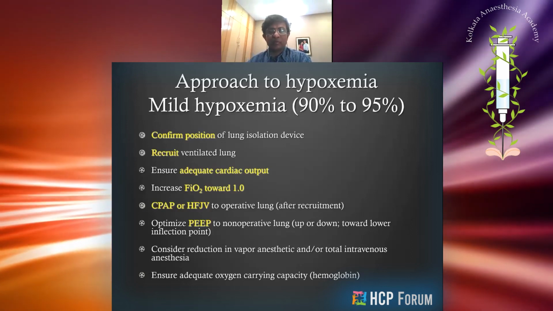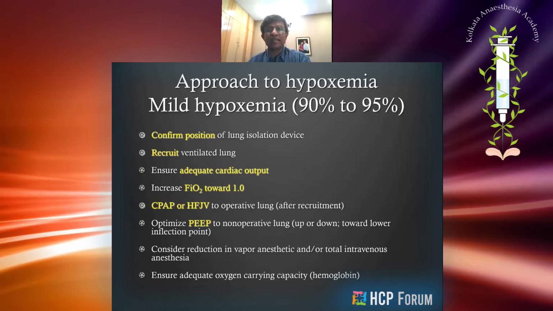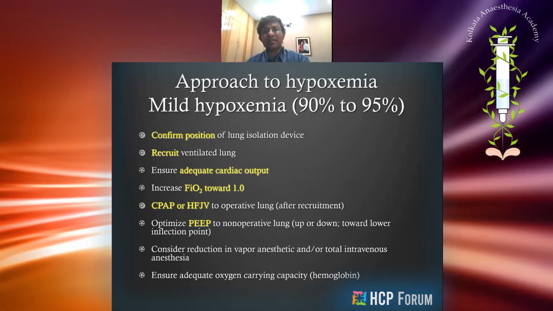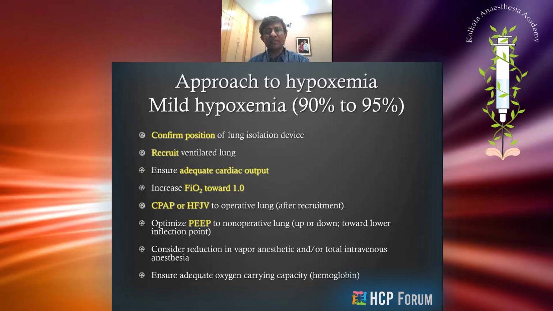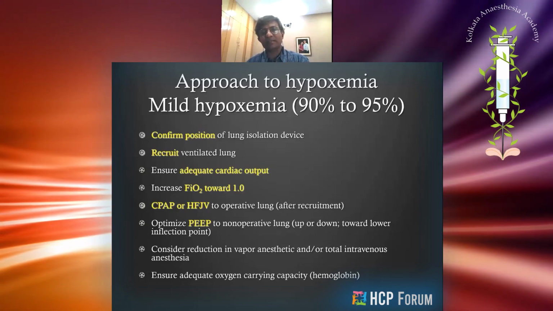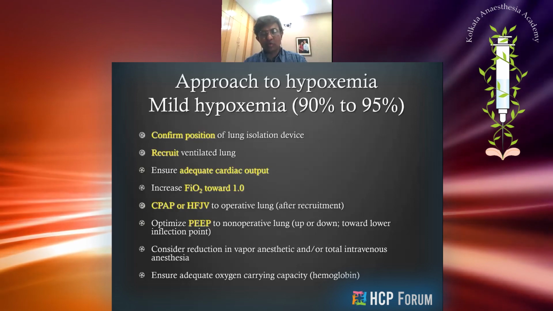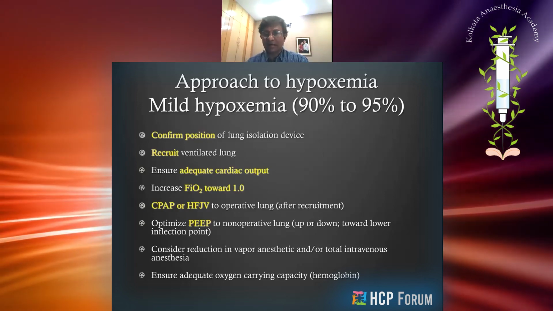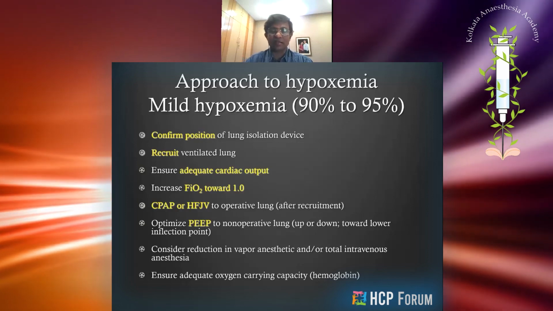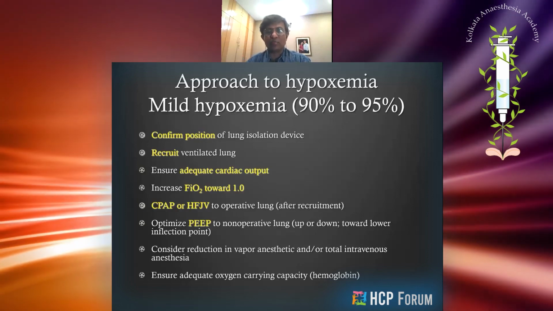So if needed, fluids, inotropes, or whatever it is, after you have done these corrections, then think about going up on the FiO2. Even if this does not correct, then the next step is giving CPAP to the operative lung after you have recruited, after you have asked the surgeons to stop operating.